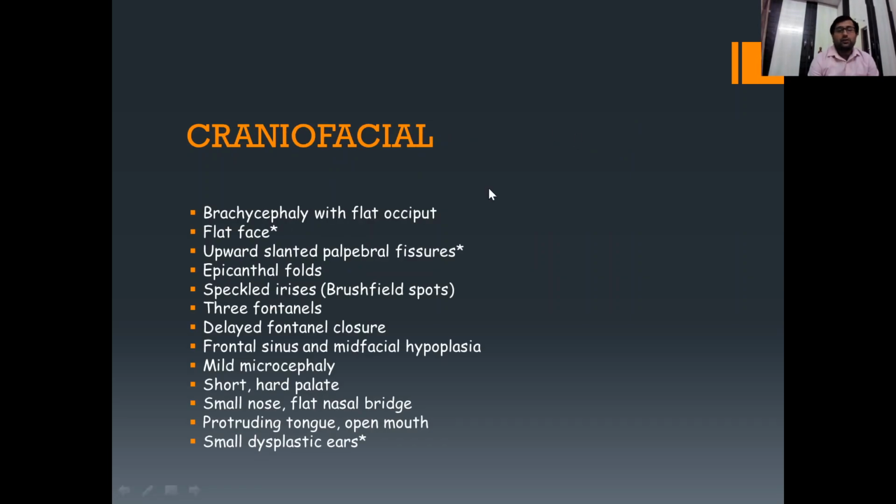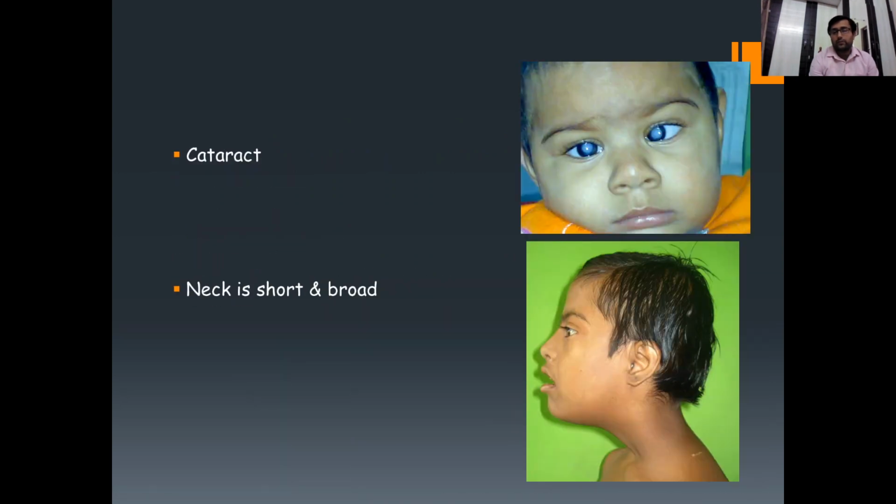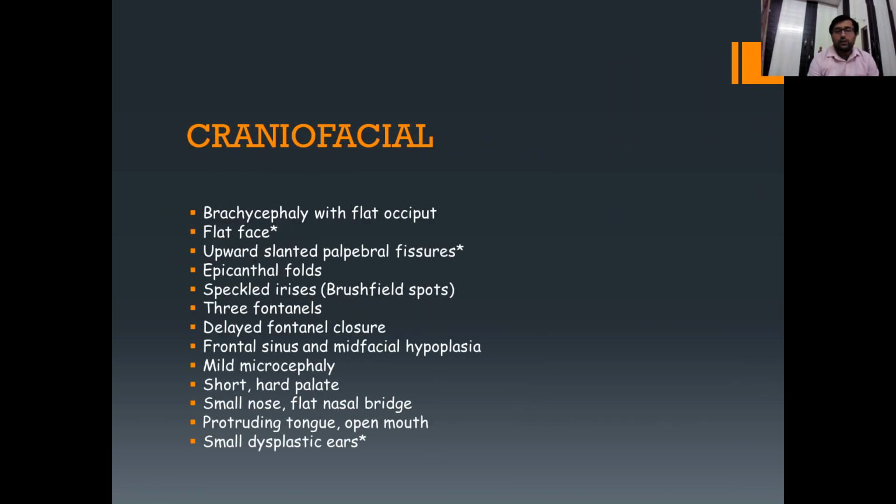Then what are the craniofacial anomalies? We have already seen brachycephaly with flat occiput, and flat face we can see in this picture. This is a depressed nasal bridge, and the facies look flat from the side. Okay, flat facies can be seen. Upward slanted palpebral fissures are there, which is known as mongoloid slant. Epicanthal folds, speckled irises, which means Brushfield spots.